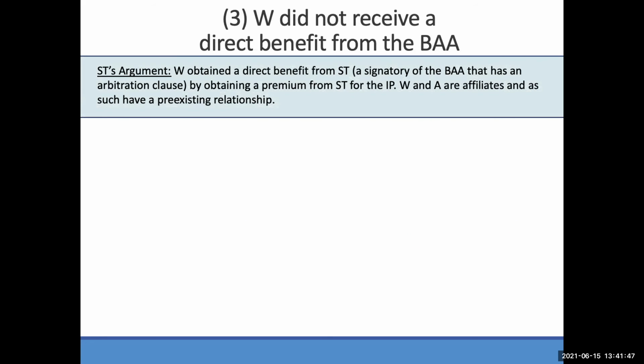And so we have Secure Trade's argument. We're getting all this from the letter that Secure Trade had written. Secure Trade said, W obtained a direct benefit from Secure Trade, a signatory of the BAA that has an arbitration clause, by obtaining the premium from Secure Trade through the insurance policy, right? And the premium is what they're paying under the insurance policy. And because W and A are affiliates, they have a pre-existing relationship. That's the argument they're trying to make, which says, okay, because we got a direct benefit, we're going to be compelled to arbitrate.